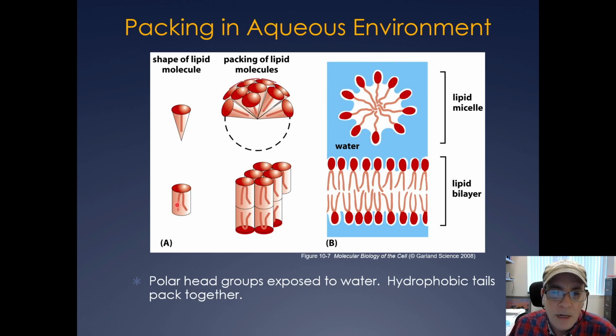Okay, when you have two hydrocarbon tails off of it, it makes them more planar, and they arrange in a lipid bilayer, such as is shown here. Okay, so just in general, the hydrophilic polar head groups are going to be exposed to water, and then the hydrophobic tails will all pack together.